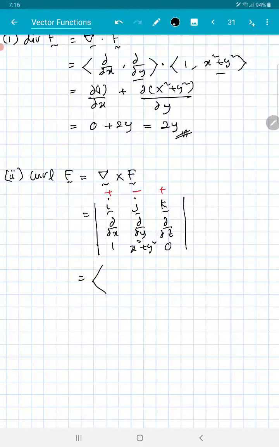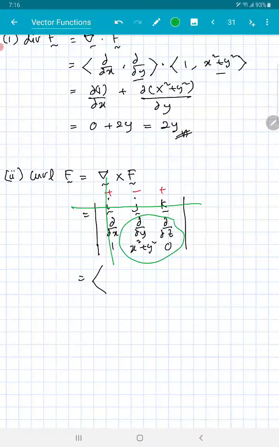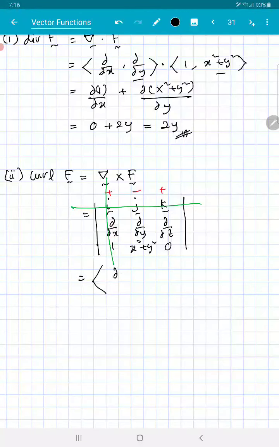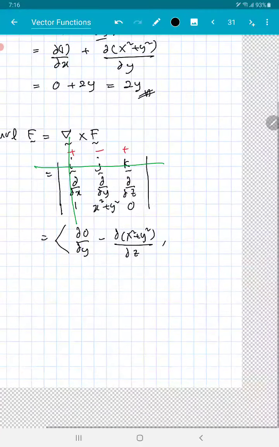Now let's get the x component. What you do is cross out the first row, first column, so you end up with a 2 times 2 matrix here. The determinant of that would be partial 0 partial y minus partial x squared plus y squared partial z. So that is the x component.